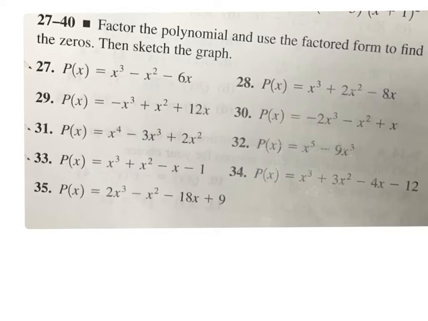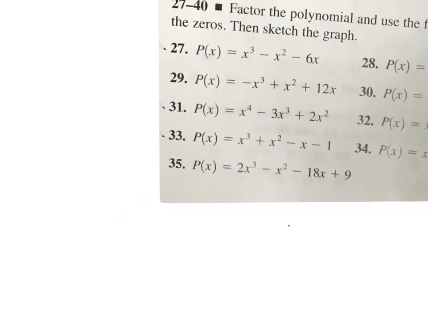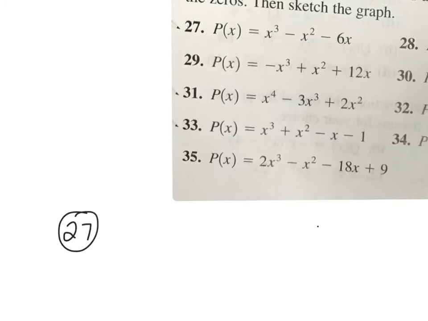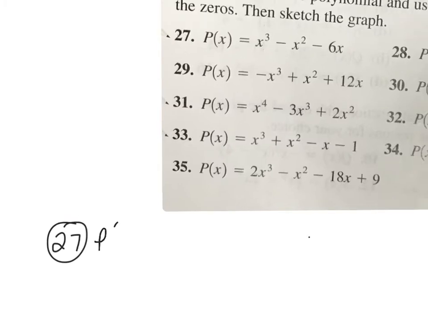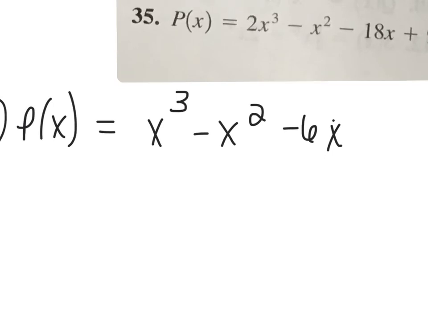So if I look at number 27, okay, you guys with me? 27? Yeah. Okay, so number 27. The first thing I want to do is I want you guys to tell me the end behavior. So it's x cubed minus x squared minus 6x. How do you tell me end behaviors? What did we learn yesterday? Where do we look?